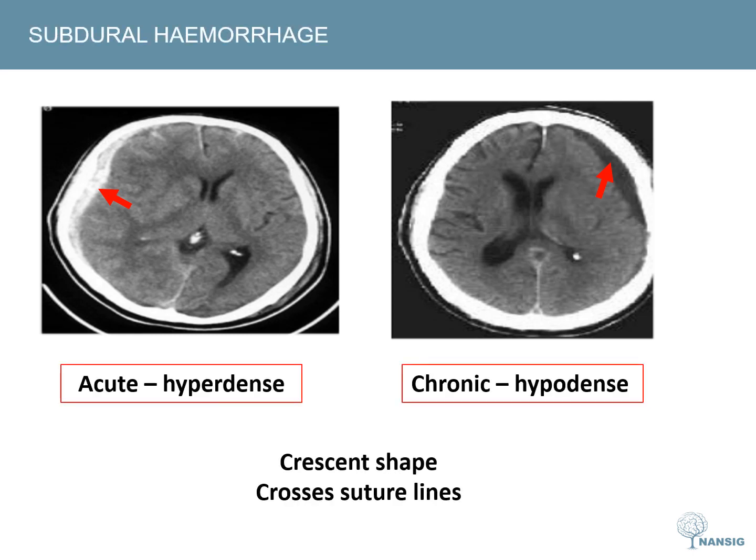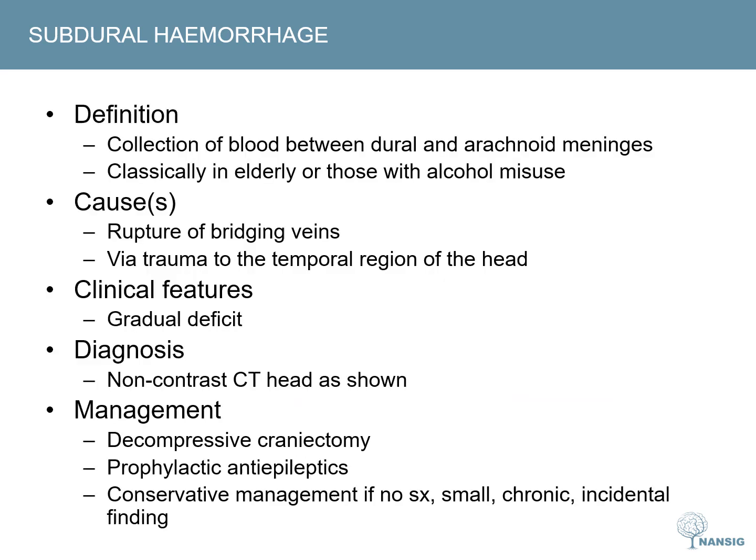So this is a subdural hemorrhage. The left image shows an acute bleed, which is white on the scan, and the right image is dark on the scan, showing a chronic bleed, or hypodense. Both are often described as crescent-shaped, and because it's subdural, it does cross the suture lines.